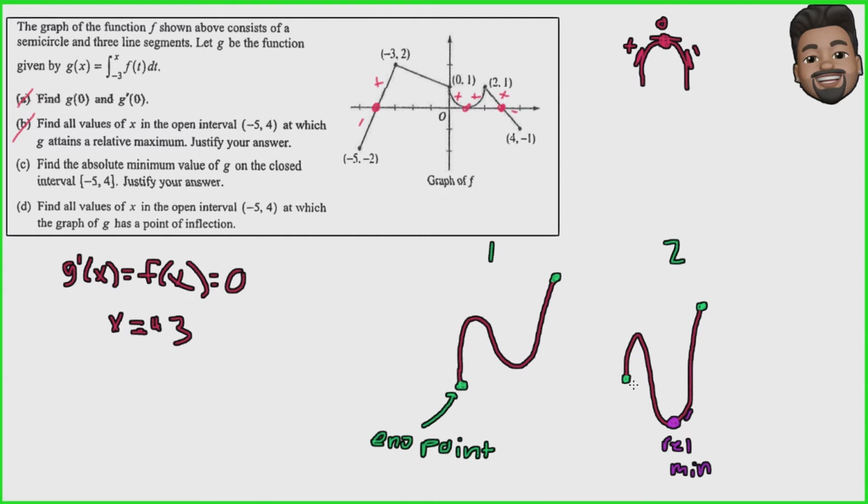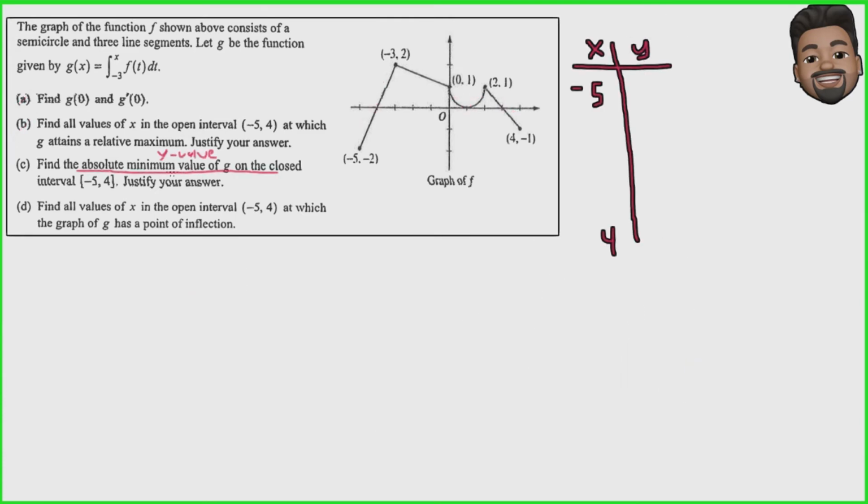So when we find our absolute min or max, we need to check our endpoints. We need to find our relative mins and maxes. We need to find these values right here, and we need to test them and see which one has a smaller y value. Is it the endpoint or is it the relative minimum? So let's go back to part C. Now, in this graph, it's asking for absolute minimum value.